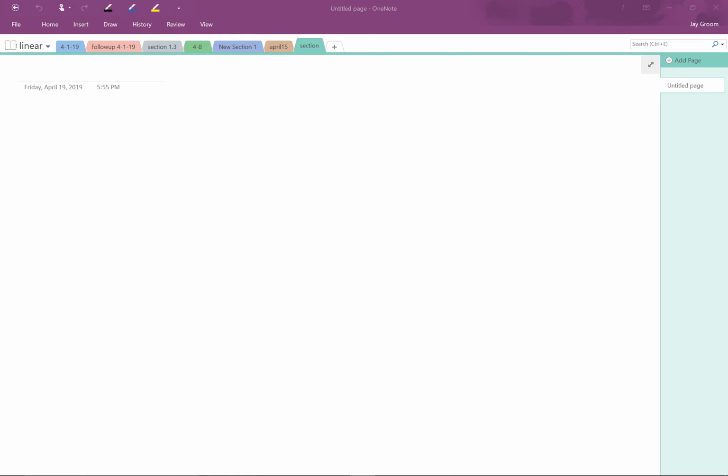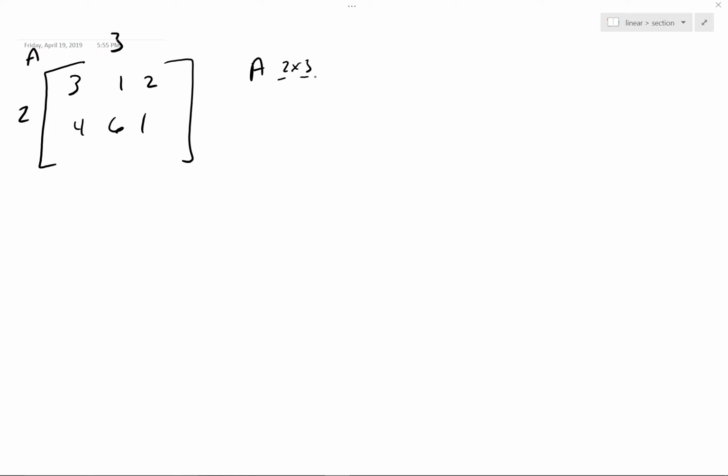Alright, so matrix multiplication and addition and whatnot. I think everyone's fairly familiar with the matrix. This matrix is a 2 by 3. So this is matrix A. We would say matrix A is 2 by 3: 2 rows, 3 columns. Okay. I don't think that's new or interesting to anybody.